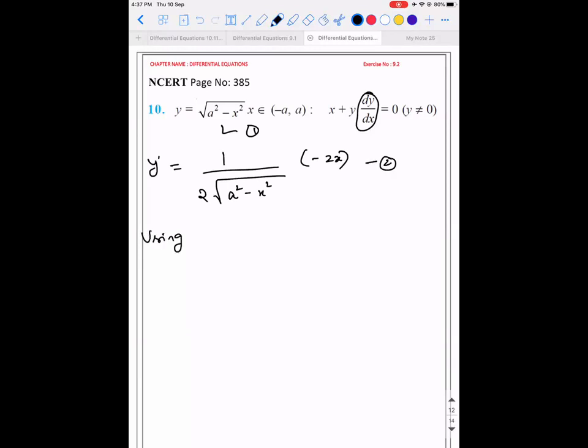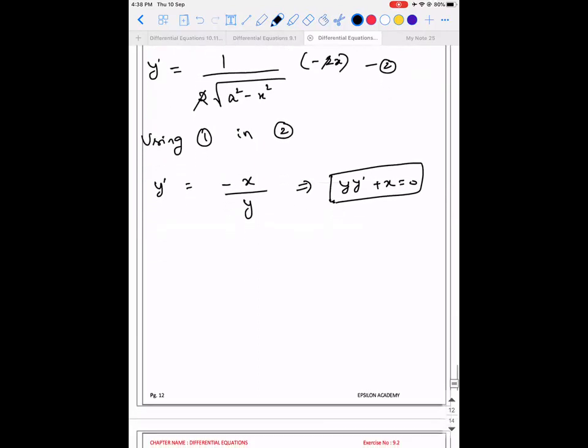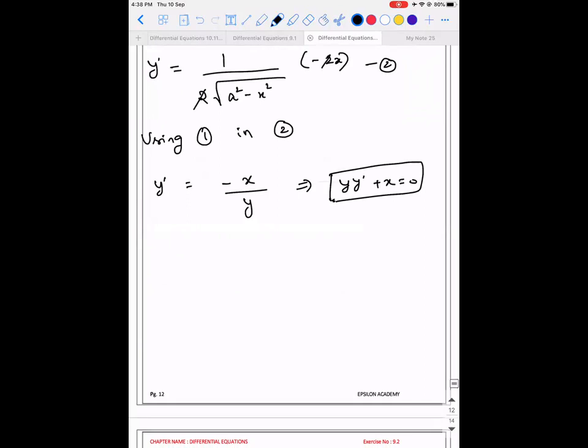So using 1, what do we get? y dash will be equal to, the 2 and 2 will get cancelled, minus x divided by y. So which implies y dash plus x is equal to 0. That's the required answer, no? x plus y into y dash is equal to 0. That's what we need to prove. Okay. Moving on to the next one.